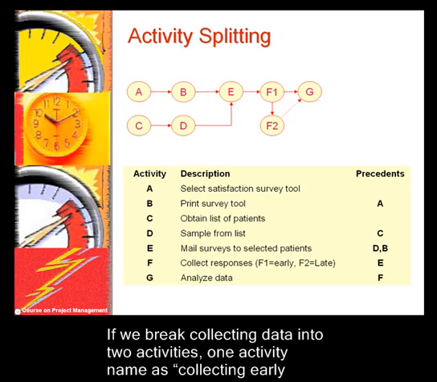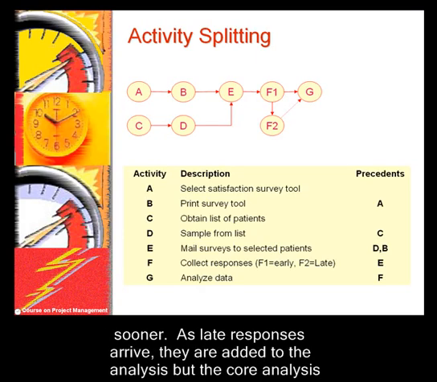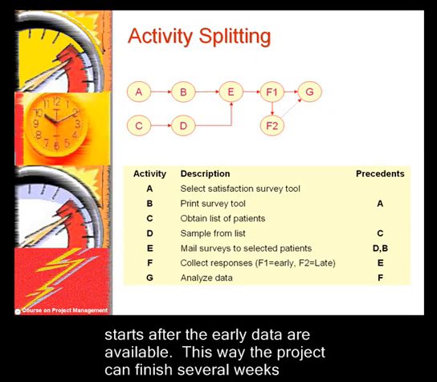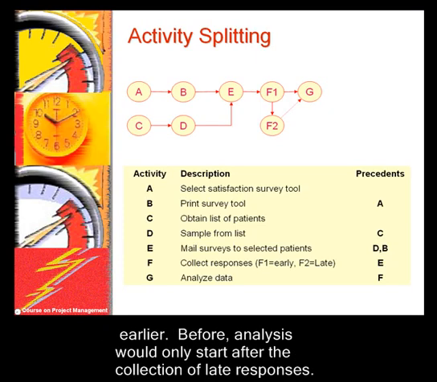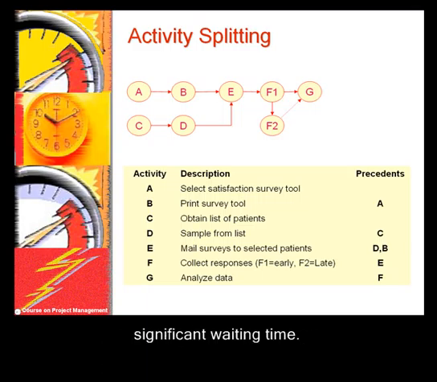If we break collecting data into 2 activities, one activity named collecting early responses and the other named collecting late responses, then we can start the analysis sooner. As late responses arrive, they're added to the analysis, but the core analysis starts after the early data are available. This way, the project can finish several weeks earlier. Before, analysis would only start after the collection of late responses, but now, analysis and collection of late responses should finish together, thus reducing significant waiting time.